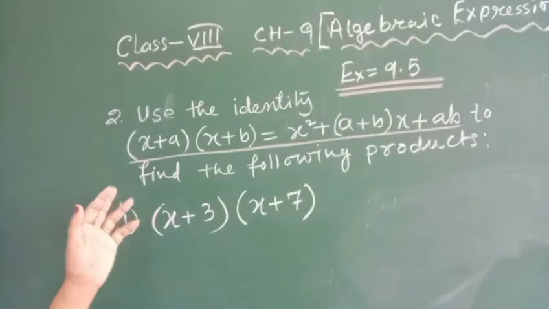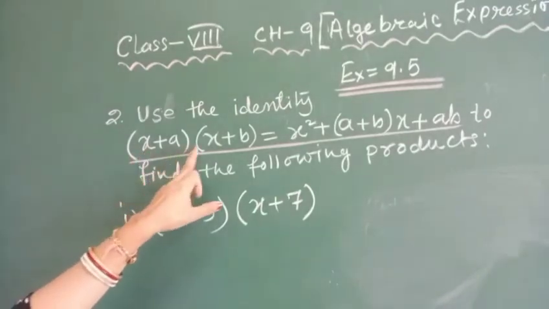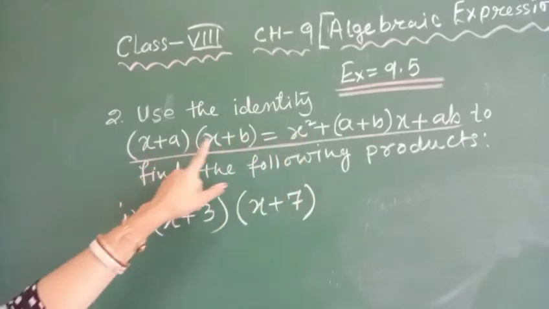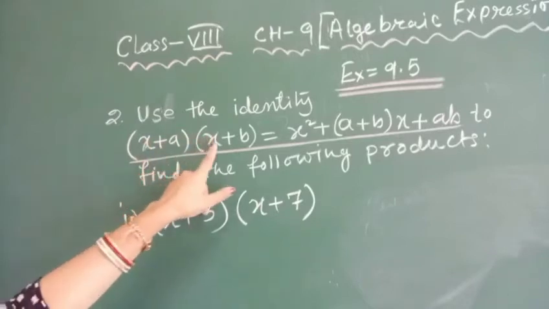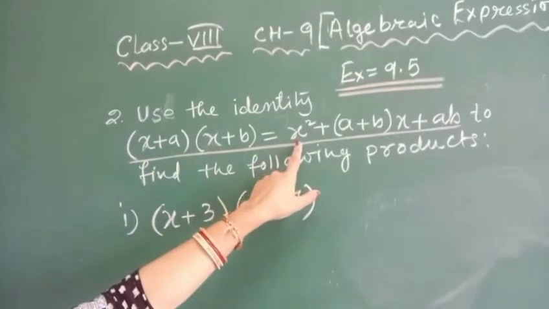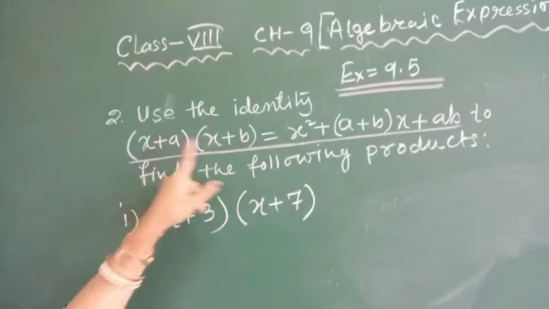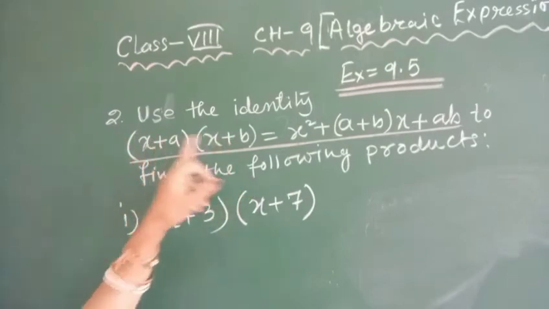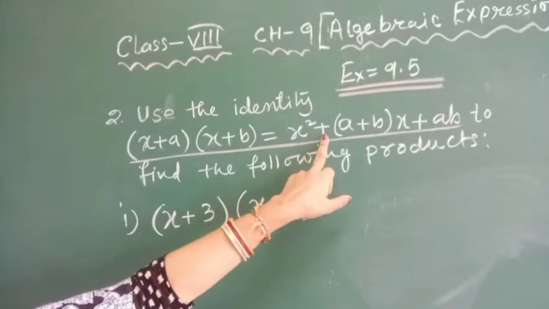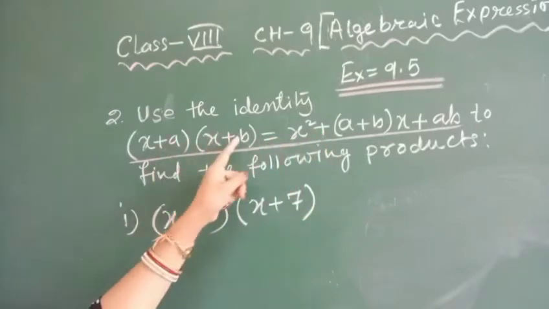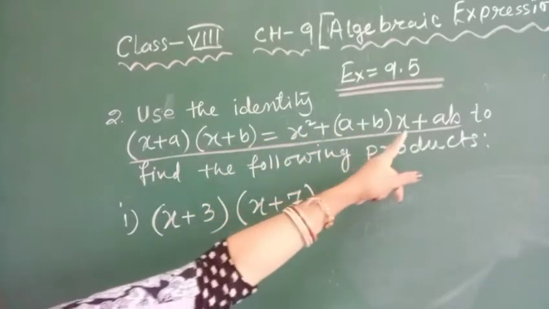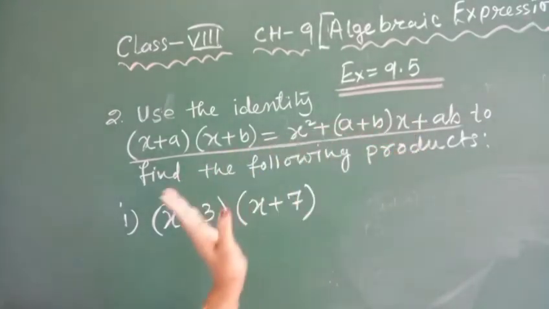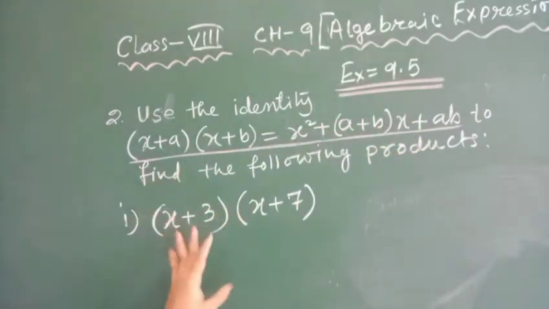Okay. Now in the identity, x plus a into x plus b is equal to x square. That means the first term of the two binomials is the same, so x square. Both the binomials have a plus sign in between, so our product identity also shows a plus. Then a plus b into x, the sum of the second terms times x, then the product of the last two terms, a into b. Now we will use this identity and find the sum.